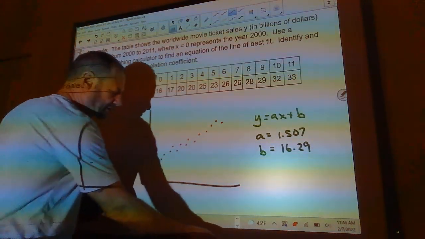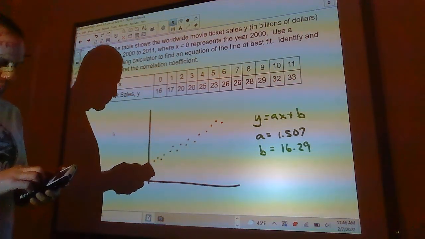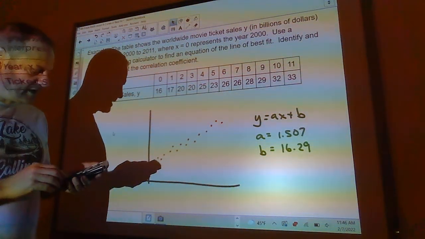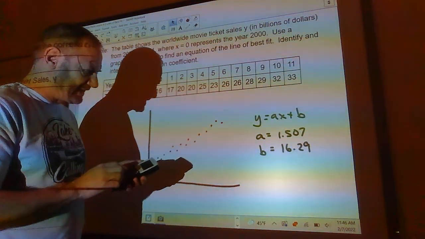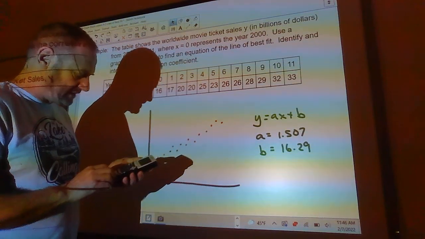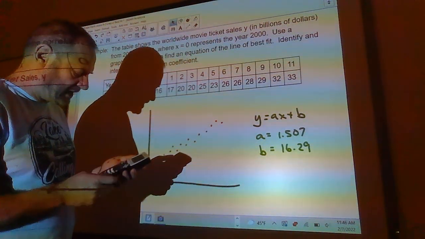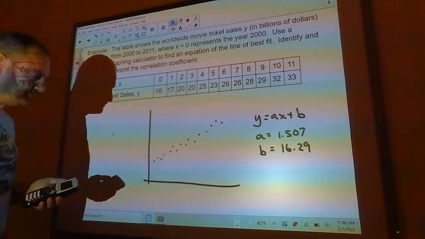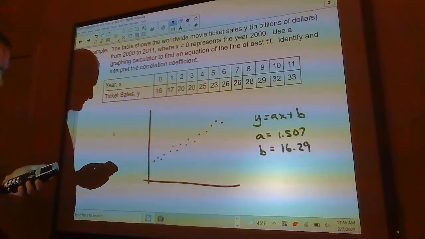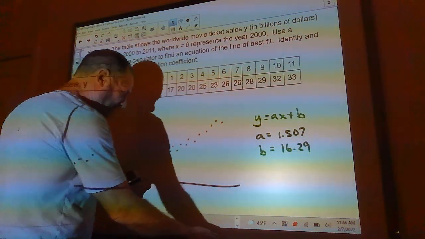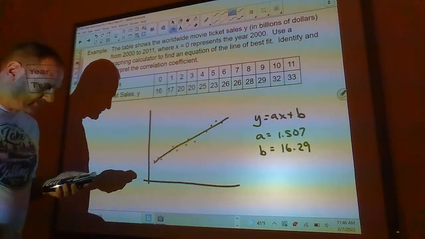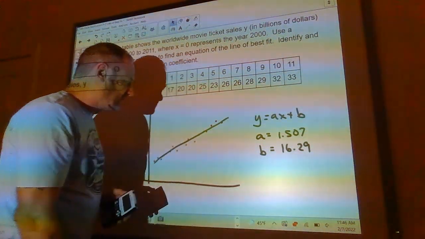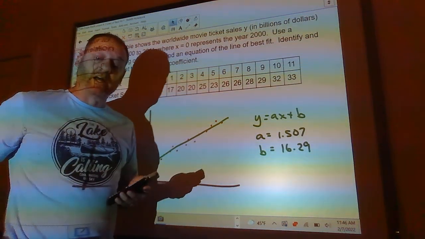Here's what I'm going to do. I'm going to push Y equals and enter 1.507x plus 16.29. Then I'm going to hit graph again. And sure enough, it puts a nice line right down the middle of that data. So I'm feeling really good about this data and this line.